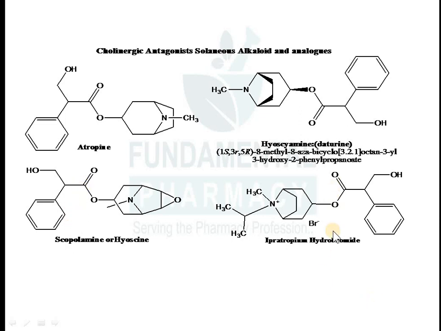Next one is ipratropium bromide. Now it is also a synthetic atropine derivative, and this ipratropium bromide is mostly used in the treatment of your asthma. Okay, bronchial asthma, it is used in treatment of bronchial asthma in the form of inhalation. This is ipratropium bromide.